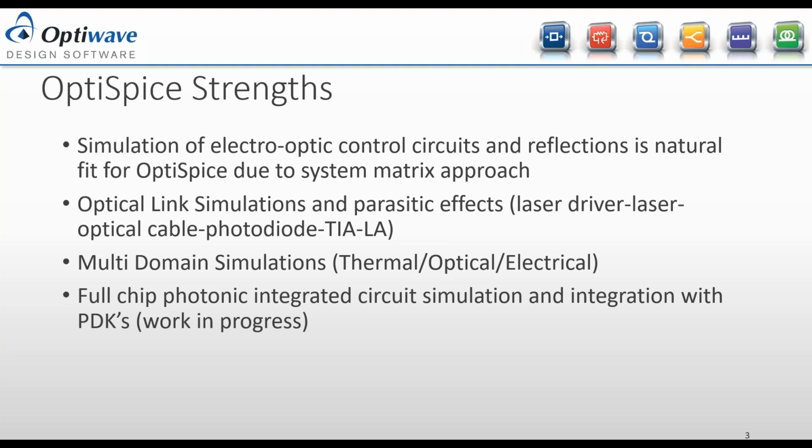OptiSPICE can also simulate full photonic integrated circuits. As they have only a few hundred components, it is well within reach of OptiSPICE, where you can simulate your entire optical circuit, including the electronics around it.